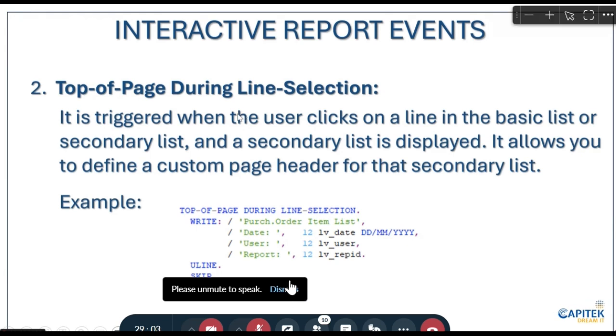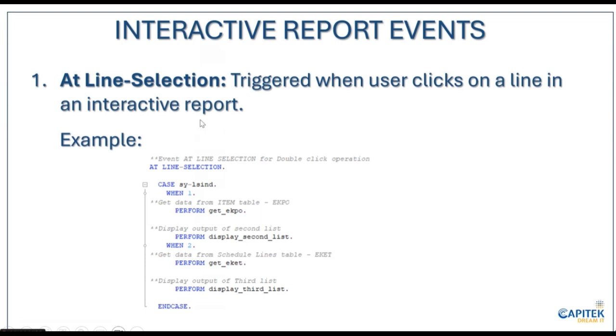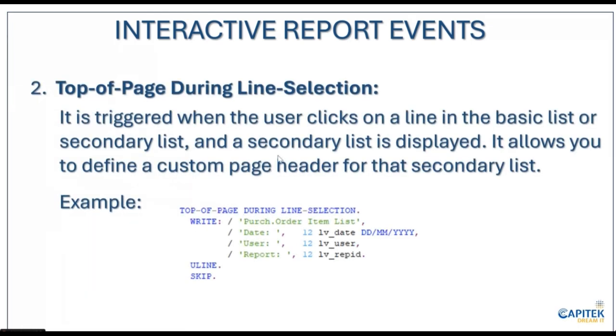So when the user clicks on a line, you can try to understand the event name, top of page during line selection. During line selection, what do you mean by that? It means you are going to click on some line in the report. So when the user is trying to click on the line on the report, what is the top of page during that?